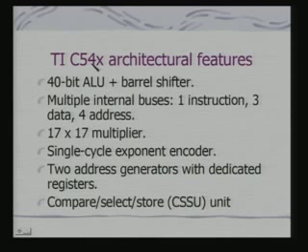Let us look at now 54. So, 54X architectural features. It has got a 40-bit ALU plus barrel shifter, multiple internal buses, 17x17 multiplier, 2 address generators with dedicated registers, compare, select, store unit. And you will understand why these things are obviously provided, and 2 address generators so that you can have multiple operands coming in for execution.